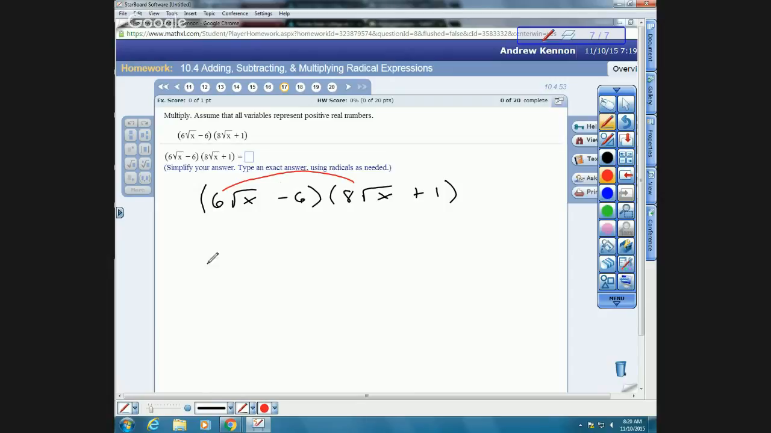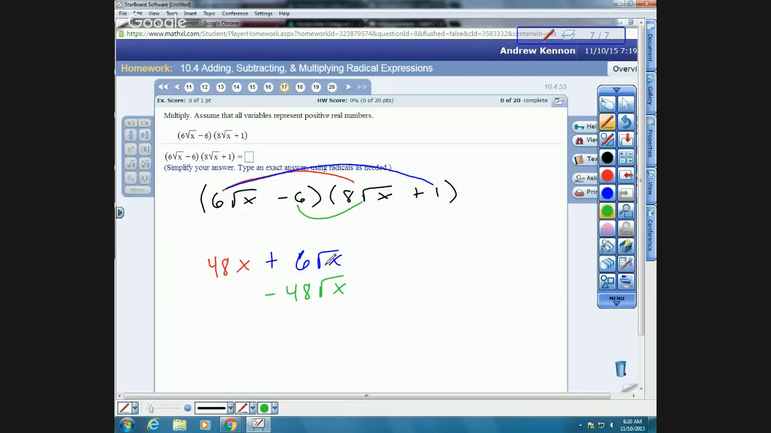6 times 8 would be 48. And then square root of x times square root of x would just be x. That's what we were just talking about. So the same thing, you just multiply it, it cancels out. So now 6 square roots of x times 1 would be 6 square roots of x. Negative 6 times 8, so 6 is on the outside, 8's on the outside, so I multiply them together and get negative 48 square roots of x.